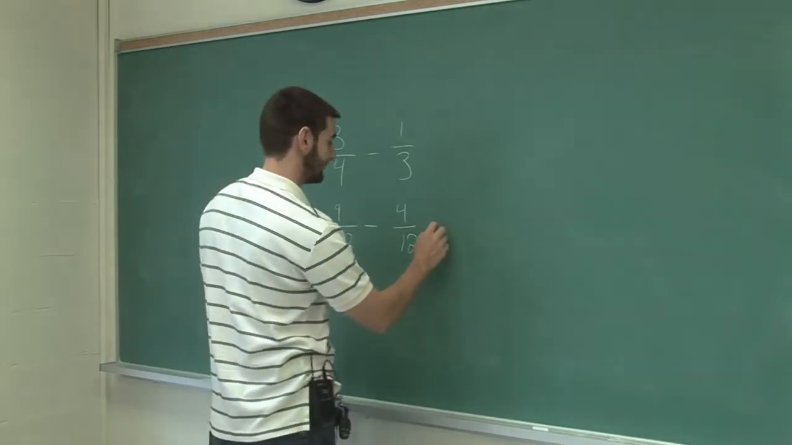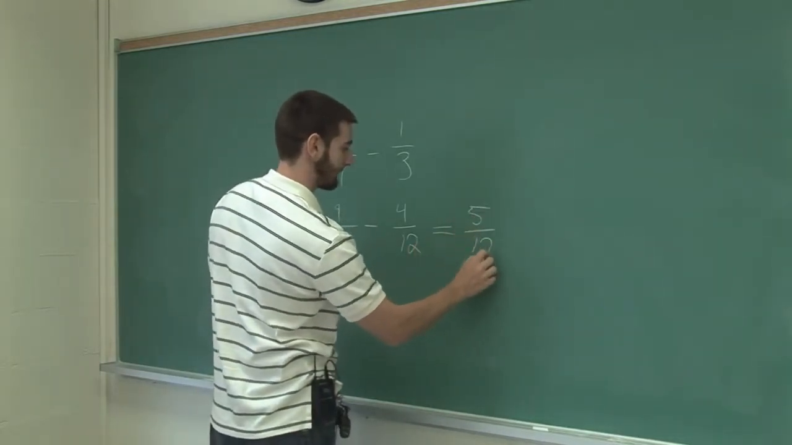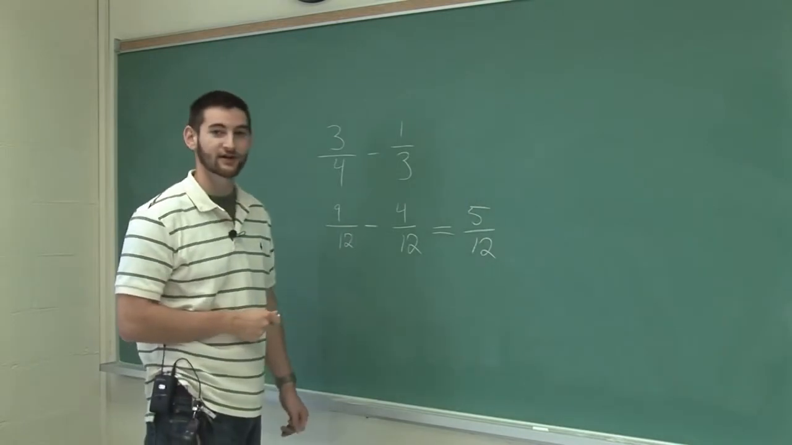9 minus 4 is 5. And that's it. That's how you subtract fractions with different denominators.